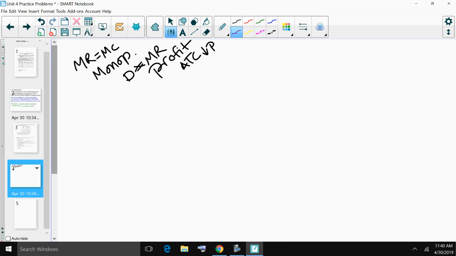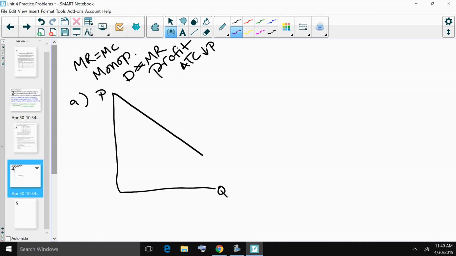So let's see what the question wants us to do. A, draw a correctly labeled graph that shows each of the following: output, price, and area of profit. So let's get ready to draw that graph. We're going to start with our axes labeled P and Q. All right. The next thing we need to do is do our demand curve, downward sloping, and our MR curve. MR always drops below. Okay. Next, we're going to add our MC, our Nike swoosh. There we go. So we have our basics.